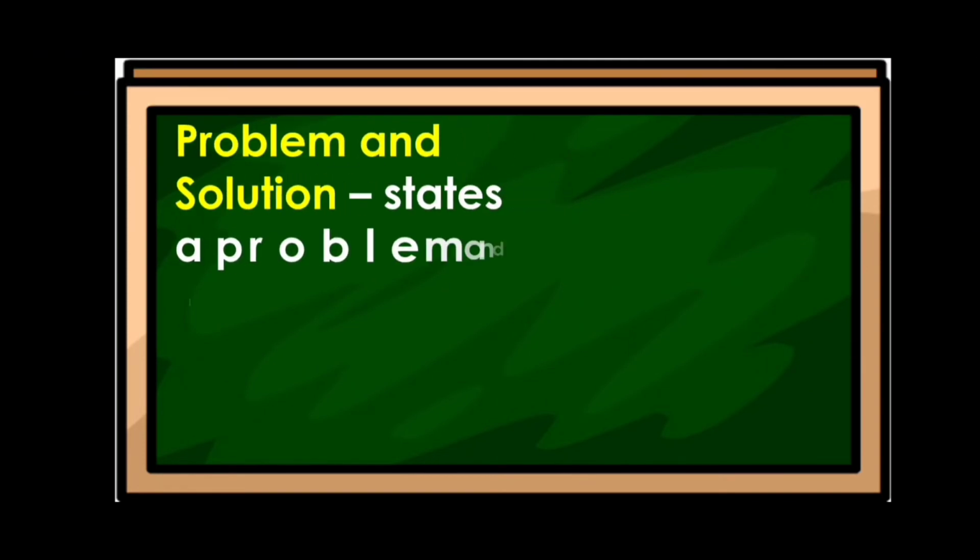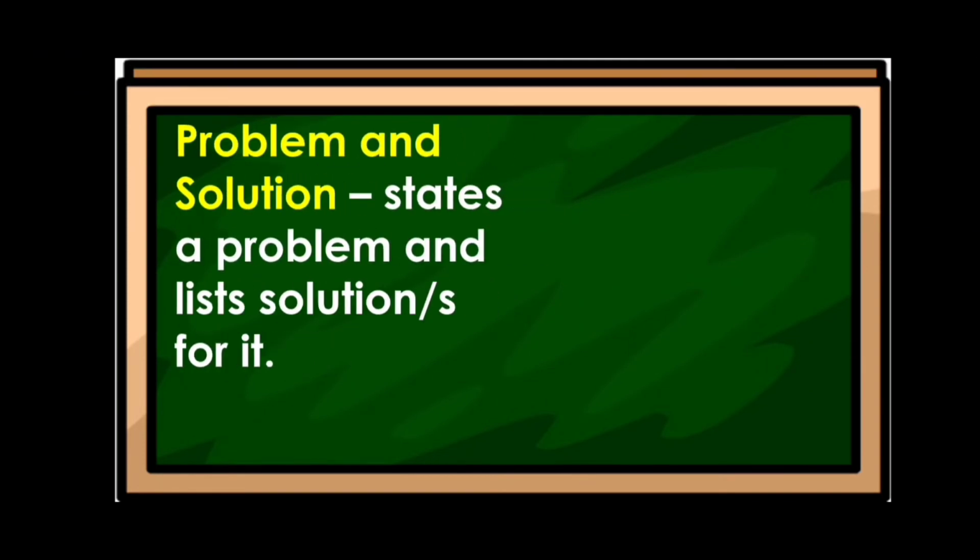So the last element of expository text is a problem and solution. It states a problem and lists solution or solutions for it. So when we say problem, it is the trouble that happens to a character in the story, while the solution is how the problem is solved or fixed in the story.